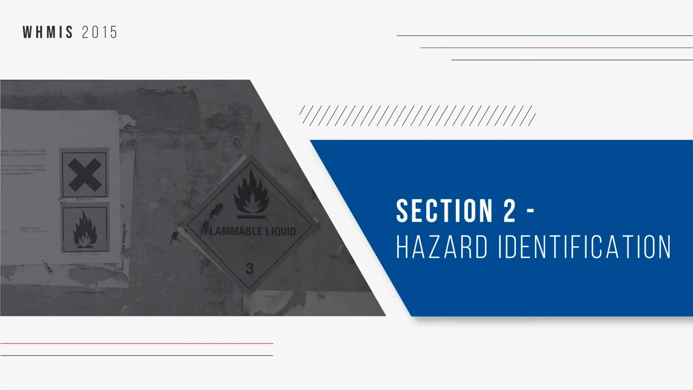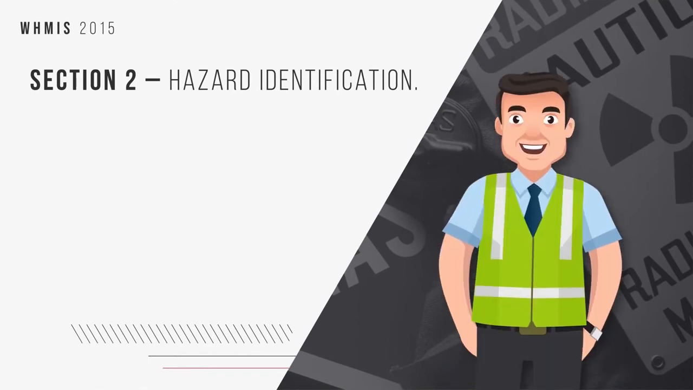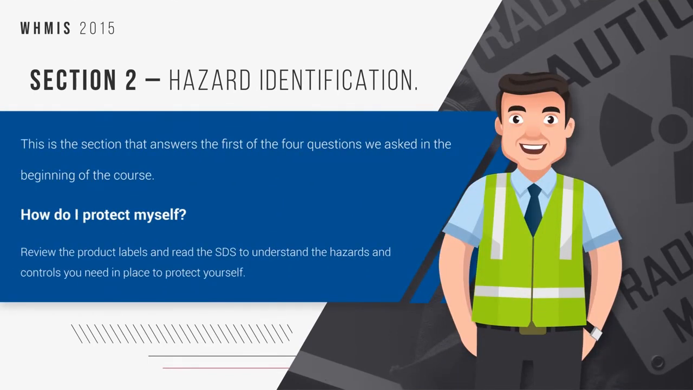It tells you the likely routes for exposure and the symptoms if there has been exposure. This is the section that answers the first of the 4 questions we asked in the beginning of the course. How do I protect myself? Review the product labels and read the SDS to understand the hazards and controls you need in place to protect yourself.